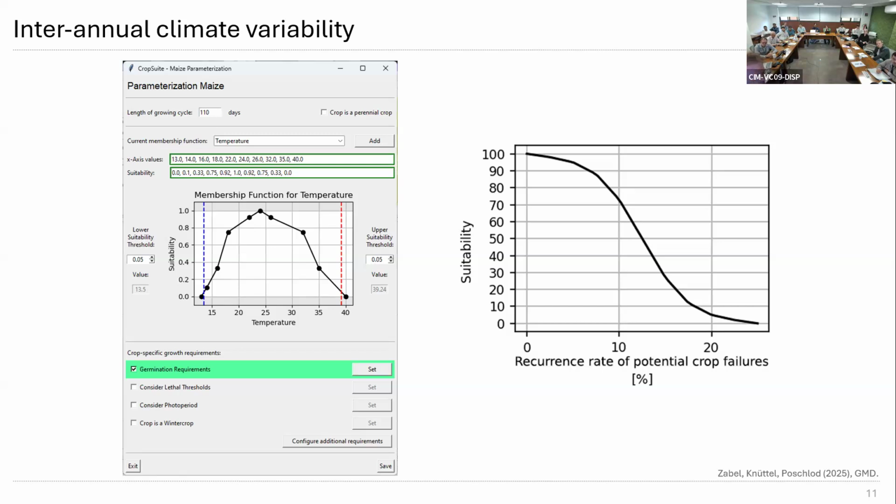For the climate variability, we have different thresholds, for instance the 95th percentile you can use, and we use that to define a membership function for the recurrence rate of potential crop failure. For instance, if you have a 20% recurrence rate, so a crop failure every 5 years, this membership function goes down to almost 0, and that again affects the selection of the sowing date.